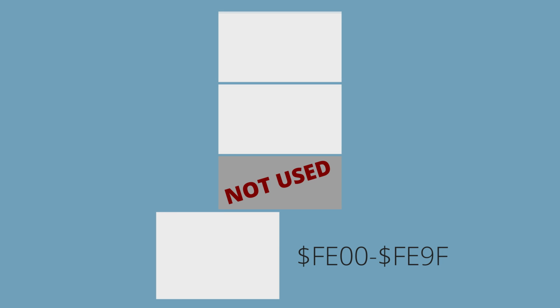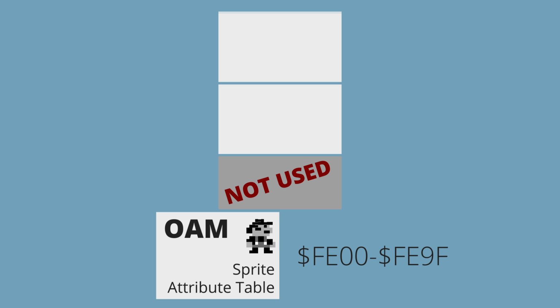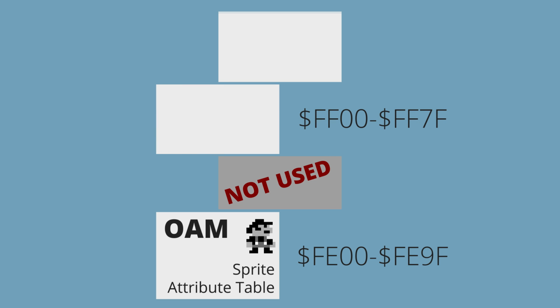This small area is called OAM, or Sprite Attribute Table, and contains data telling the Game Boy which tiles to use to construct moving objects on the screen, called sprites. These 127 bytes are extremely interesting. They're used to talk directly to devices like the screen controller, the sound generator, the buttons, the link cable, and the internal timers.